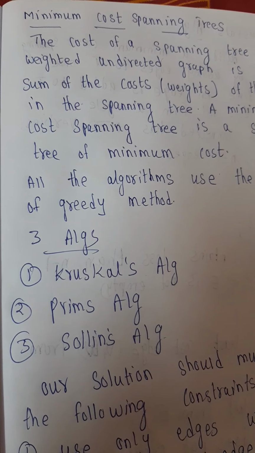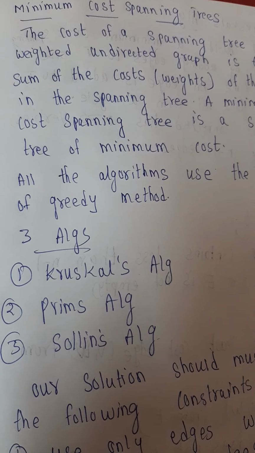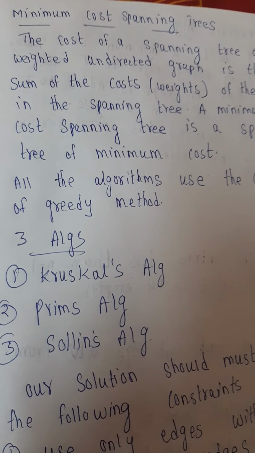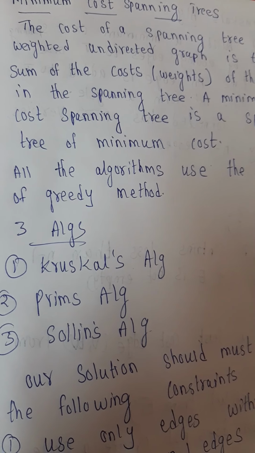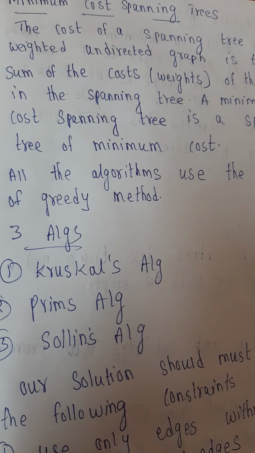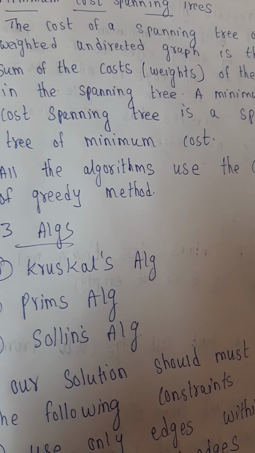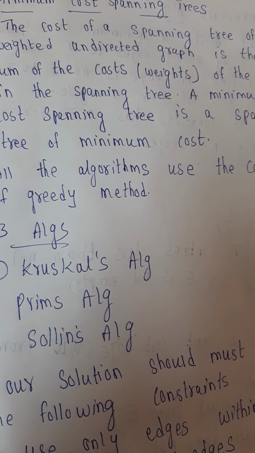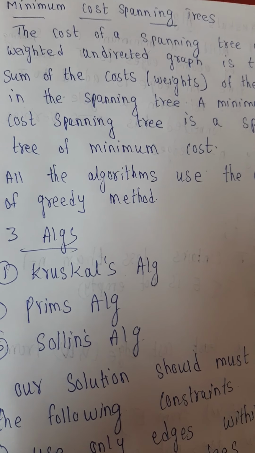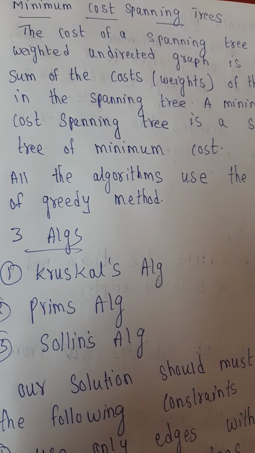Hi guys, today we will start with the concept of minimum cost spanning tree. Already you know what is meant by a spanning tree. A spanning tree is a type of tree. Whatever vertices you have in a graph, all the vertices we should have in a tree. That tree we call a spanning tree.